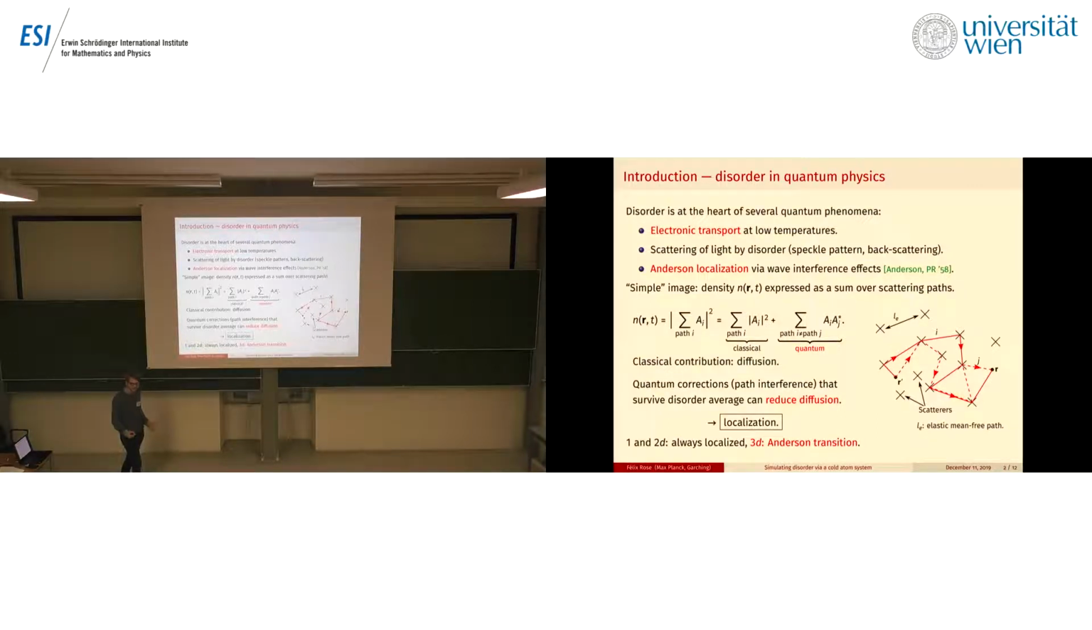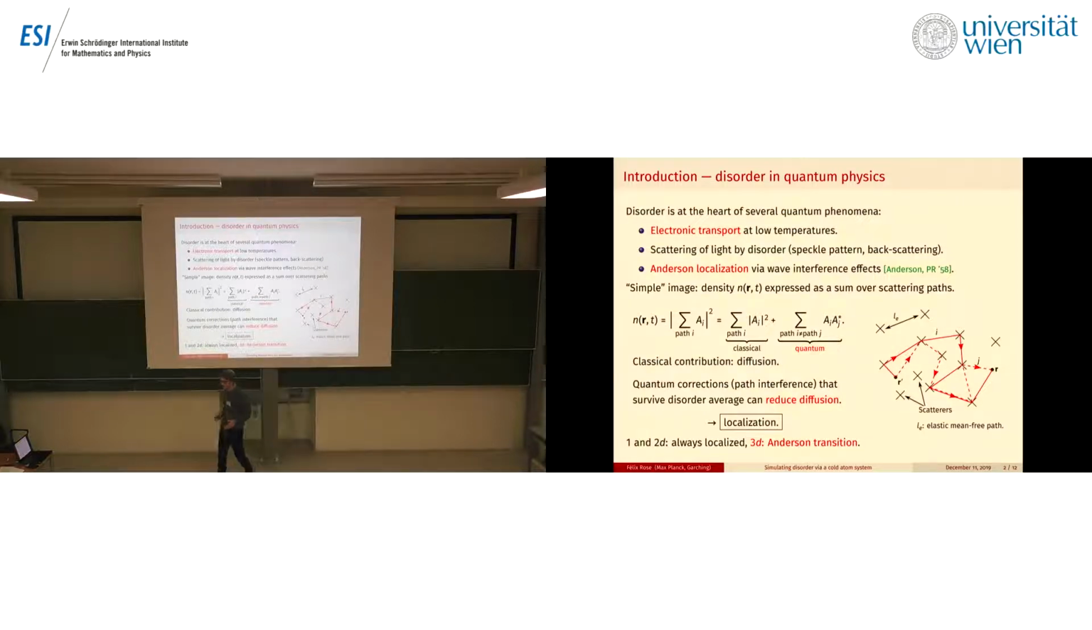So we've learned this morning that if you want to explain electronic transport in metals, it is crucial to use disorder. It is also useful to study the transport of waves through matter. For instance, if you shine light at some disordered material, for instance a colloid, then you will have some interesting phenomena, coherent backscattering or speckle patterns. And of course, the most famous effect of disorder is the so-called Anderson localization.